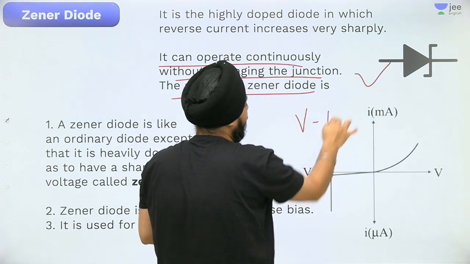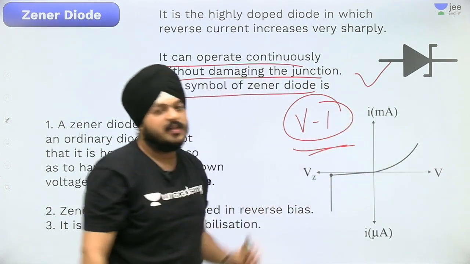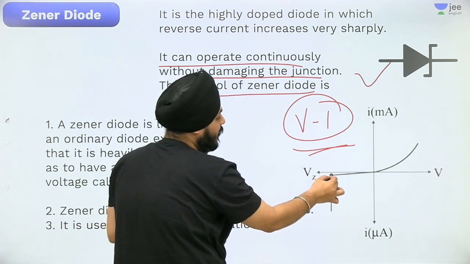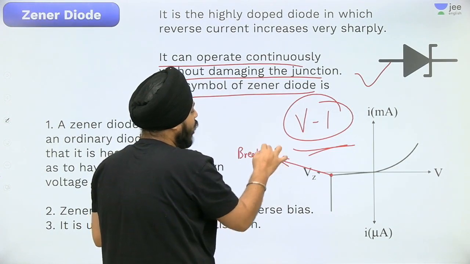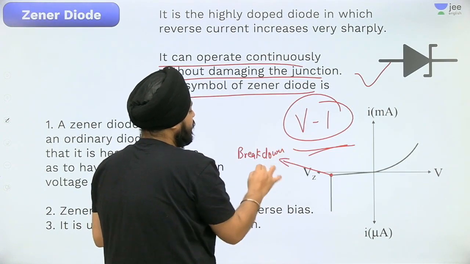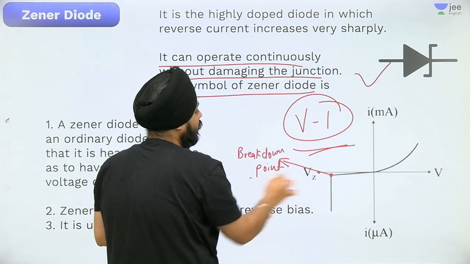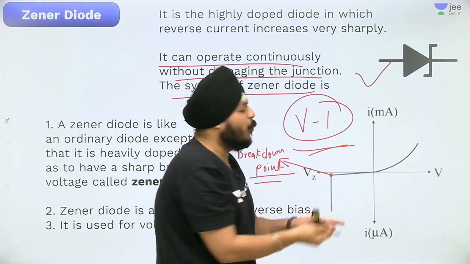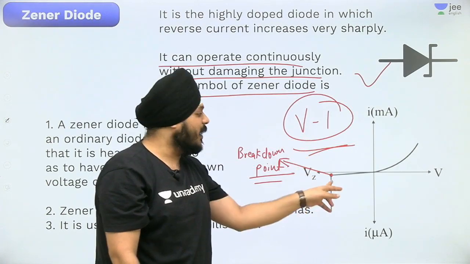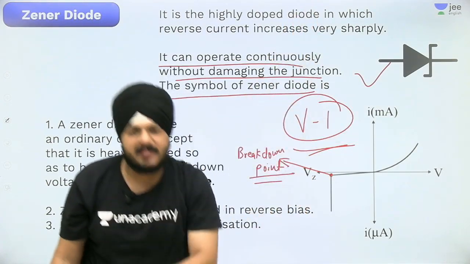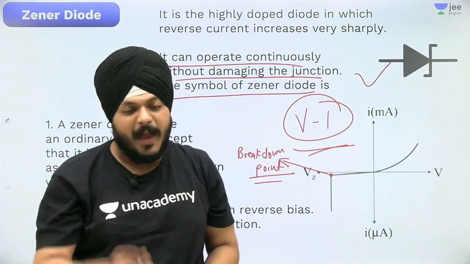This is the symbolic notation of the Zener diode, and these are the VI characteristics of the Zener diode. Okay guys, do you know about this point? Can I say this is the breakdown voltage point, or the breakdown point? Guys, this is the breakdown point. From here up to this point, the voltage increases by a very small value, and suddenly after this point we have the maximum decrease in the voltage.